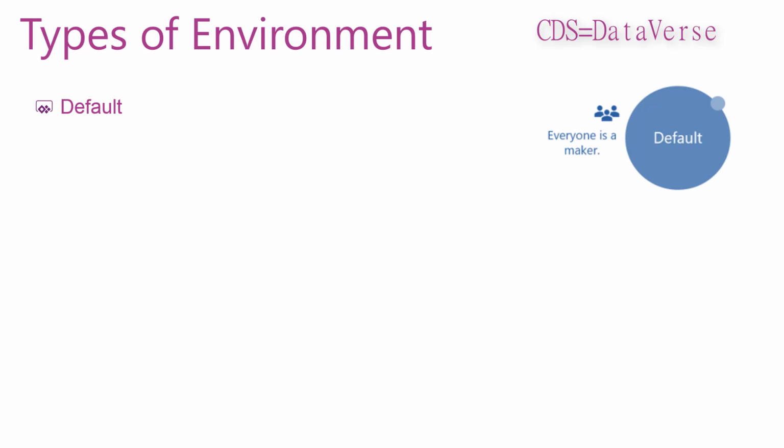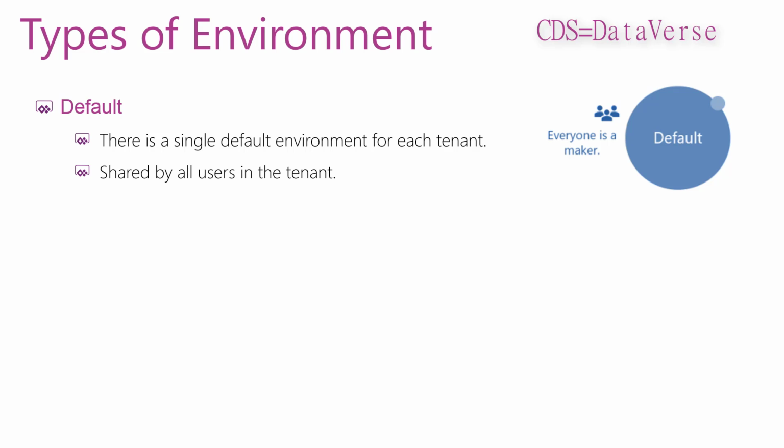These types are such as the default environment. As we said, PowerApps automatically creates a single default environment for each tenant, and you can't block the automatic provisioning of the default environment. The default environment is shared by all users in that tenant, so it communicates with everyone in your tenant. The default environment is not for developing critical applications, and it shouldn't be used to host production apps as it's shared by all users. Also, this environment cannot be disabled or deleted.